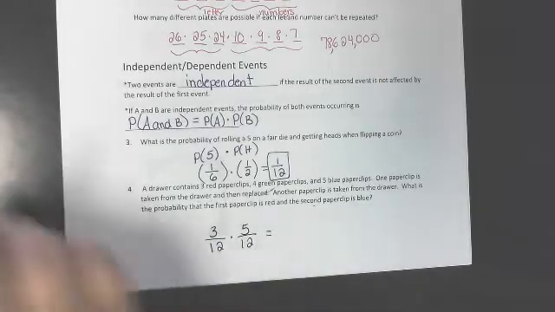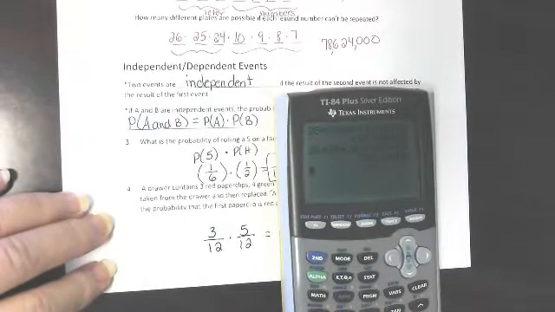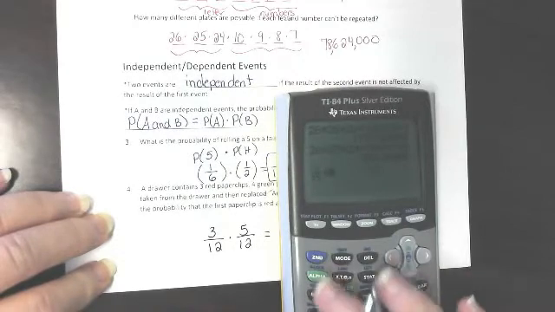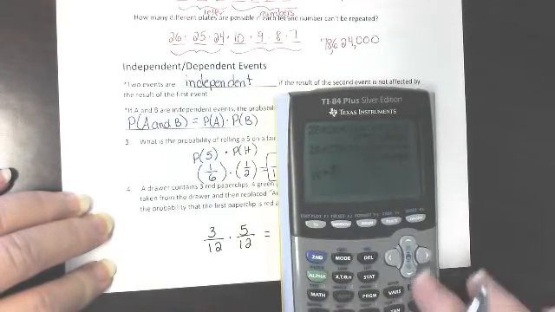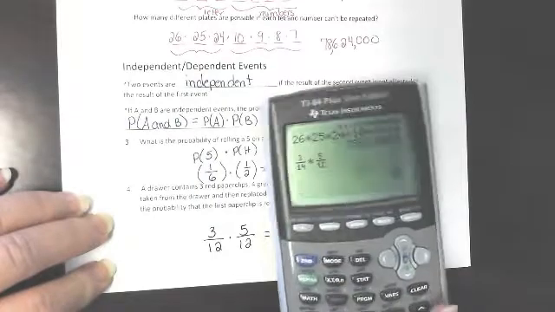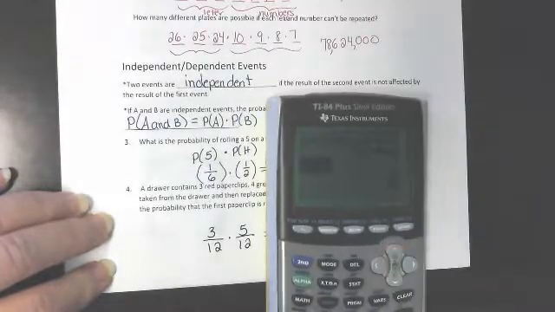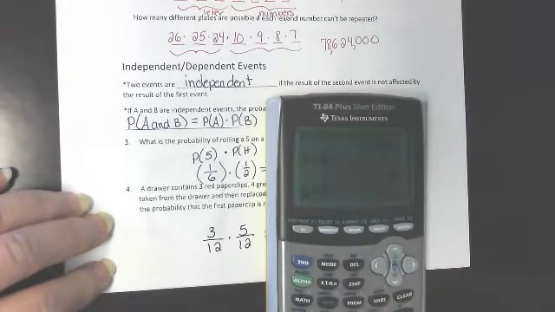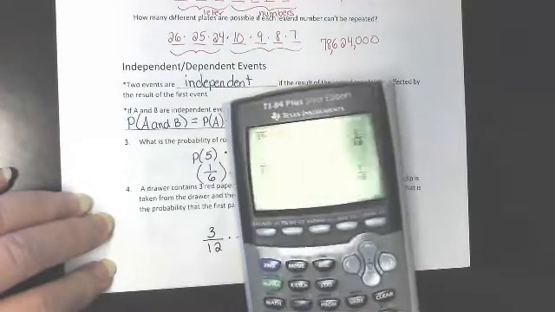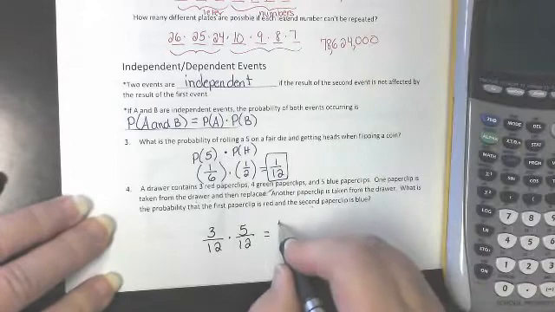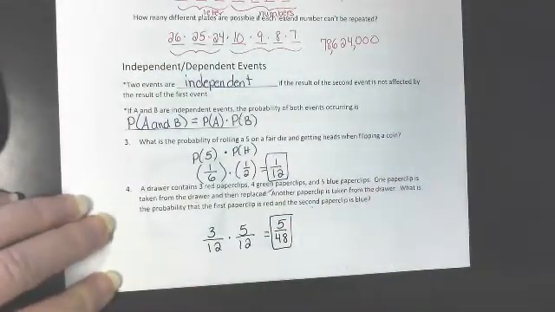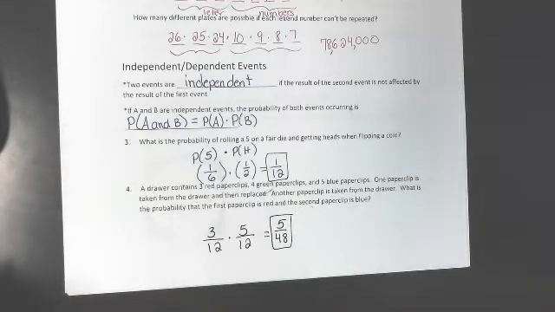And we just multiply those, and we can let the calculator simplify if we want to. 3/12 times 5/12. I guess you have to enter the right numbers for this to work. Let's try that again. There we go. 5/48. That is the probability that I draw my 2 paper clips in this way and I get a red and a blue. The first one's red, the second one's blue.